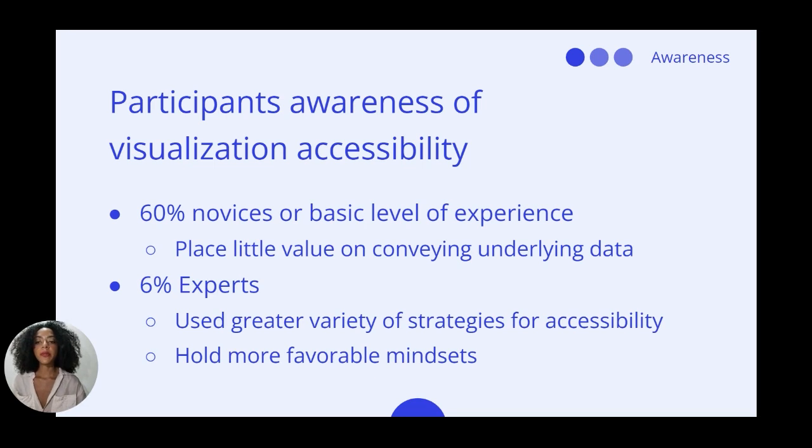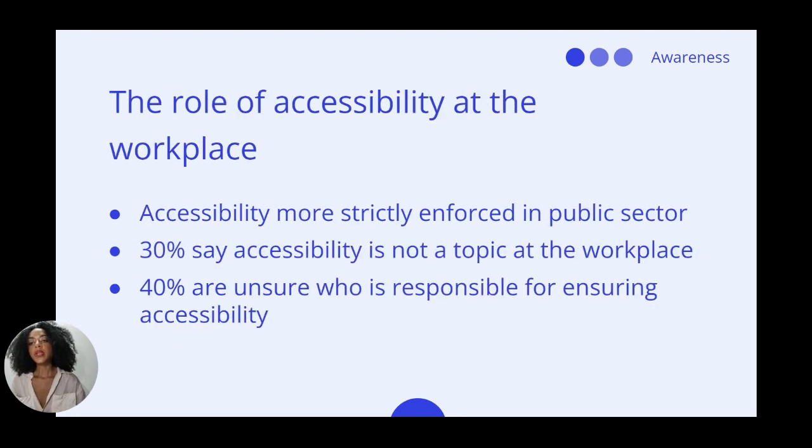We also saw differences related to experience. It was mostly people with less experience that placed little value in conveying underlying data. More experienced practitioners further used a greater variety of strategies to ensure accessibility, such as referring to official standards and guidelines or using tools to check for accessibility issues. Later in our interviews, we also found that experts hold more favorable mindsets, framing accessibility challenges as regular design tasks that can have creative solutions. We had found in our content analysis that accessibility was different across sectors. We followed up on this in our survey with practitioners that actually worked in different sectors and found similar differences.